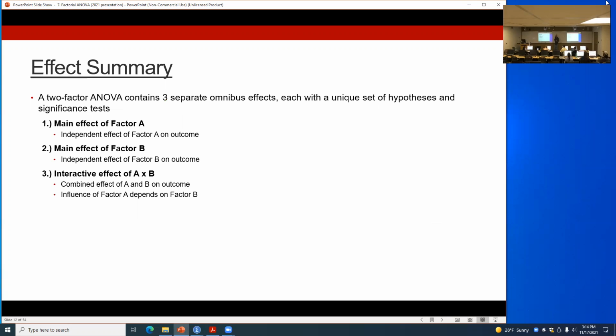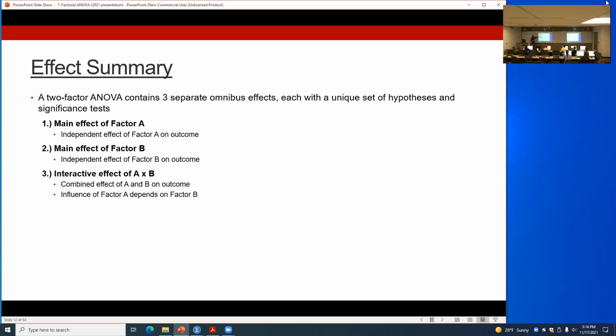Good, right? So, all right, what we've got here, if we're talking about a two-factor ANOVA, is three separate omnibus effects. Each one of these has its own hypotheses, its own tests. So we've got a main effect of factor A, a main effect of factor B, and an interaction of A and B. Now, again, in the presence of an interaction, these are no longer main effects. What are they?